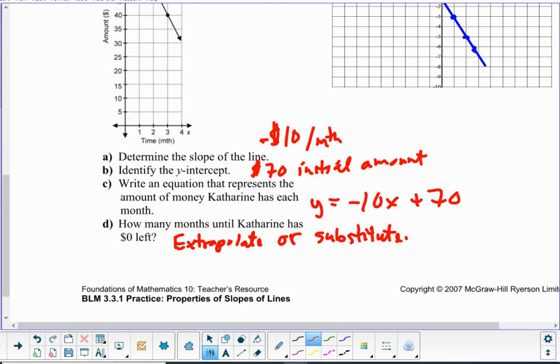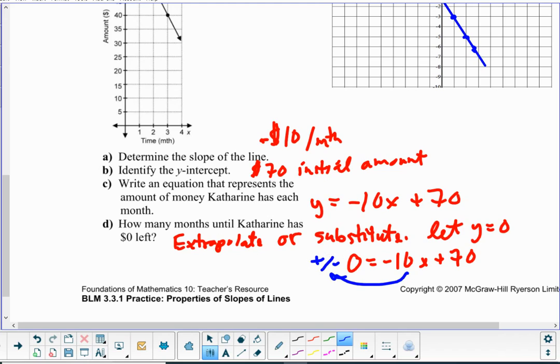So we want to know when she's going to have 0. We let y be 0, because that's the total. So 0 equals negative 10x plus 70. Of course, when we bring a number over, it changes the sign. So we now have 10x, positive 10x plus 70.